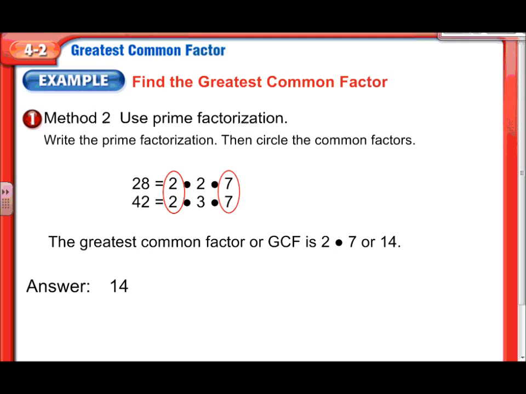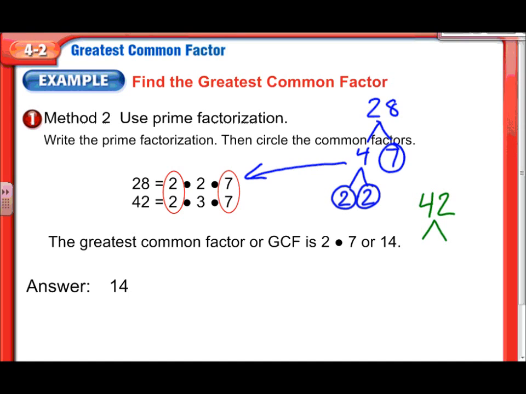I like this one a little bit better. So you actually do the prime factorization of each number, which is exactly what we did prior to this lesson. So you do your prime factorization of 28. Let's see, what times what is 28? How about 4 times 7? And now 7's prime, we circle that. 4 is 2 times 2, but they're both prime. So we have our prime factorization of 2 times 2 times 7.